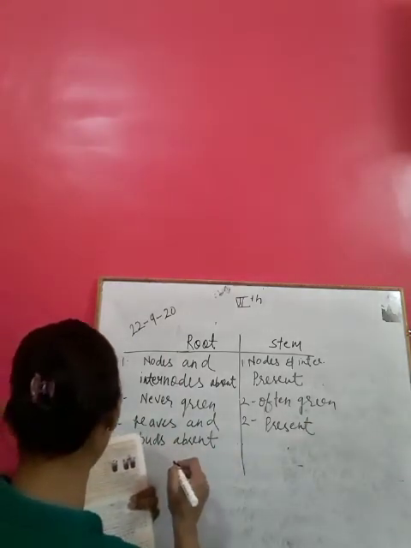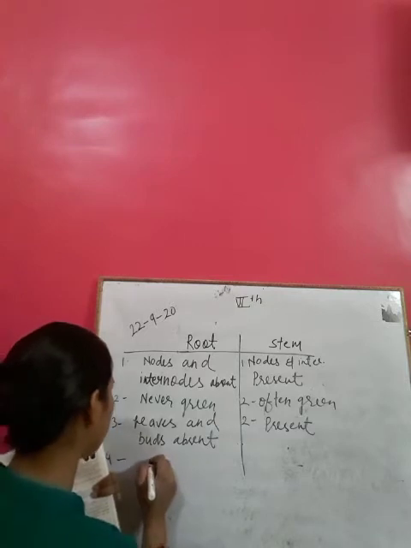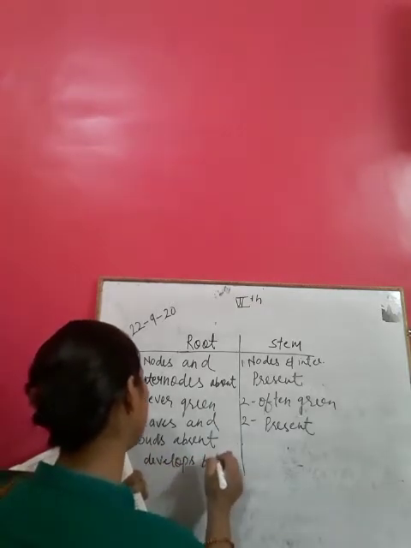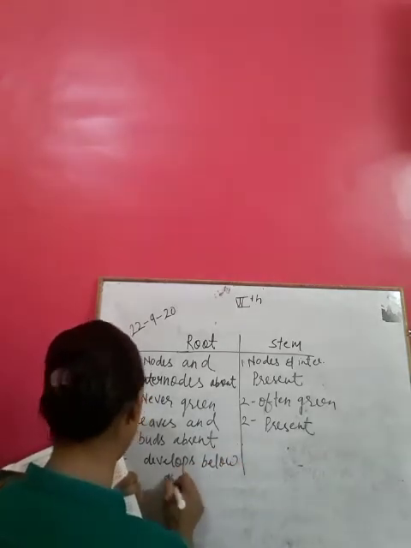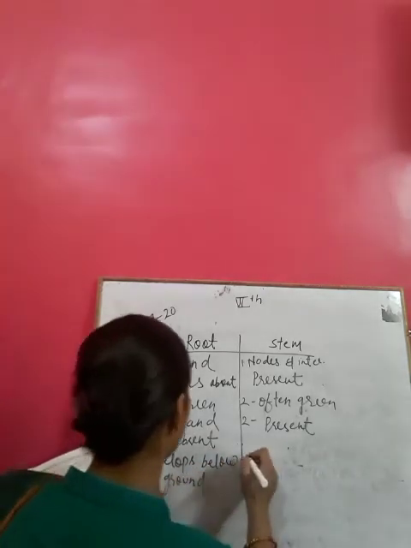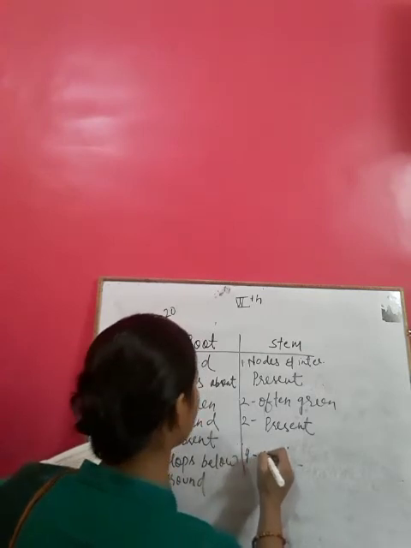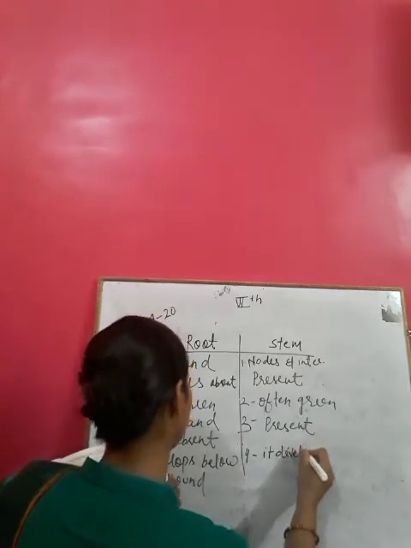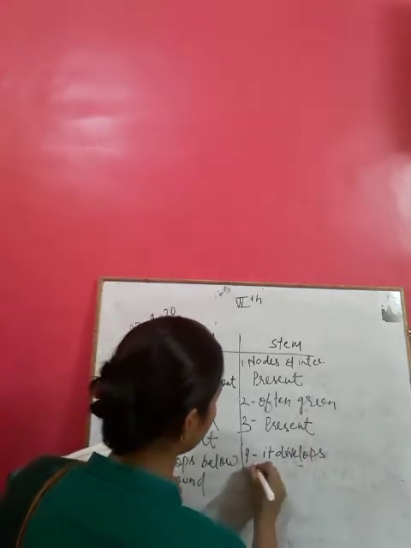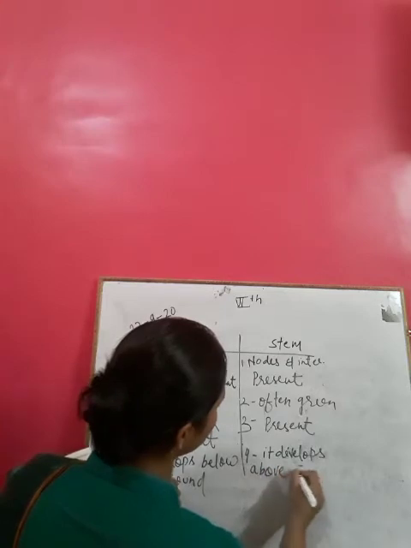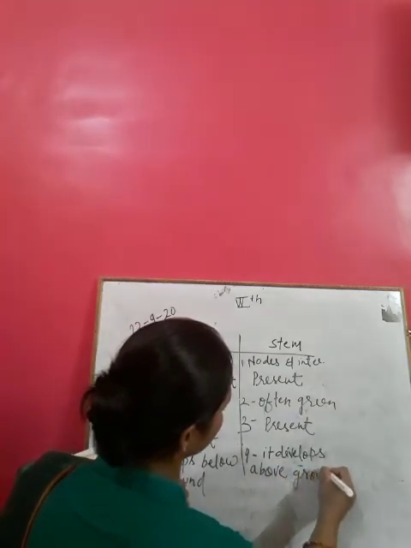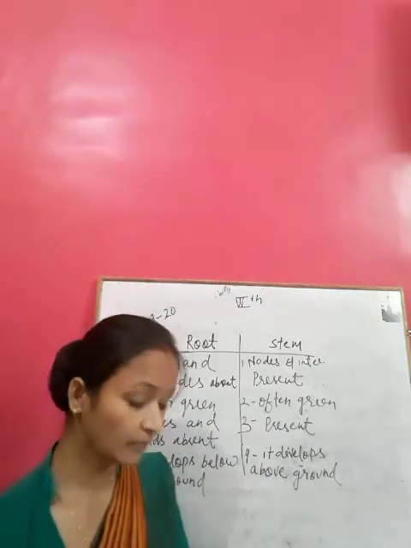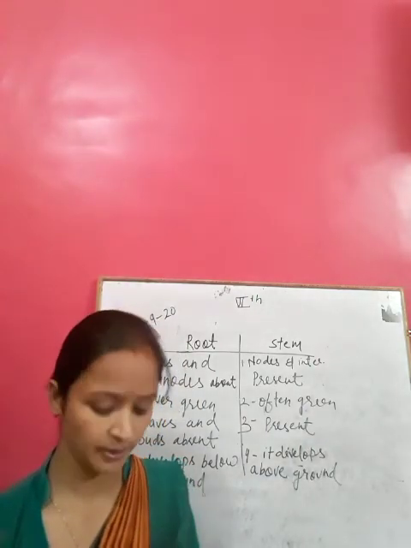Fourth one: the root generally develops below ground. And in the stem, it develops above ground.